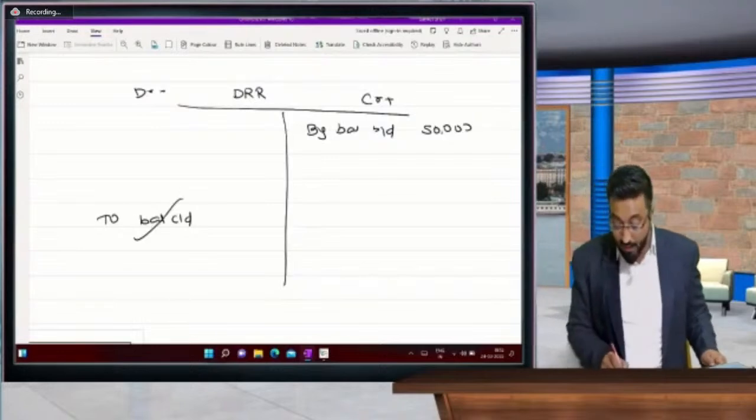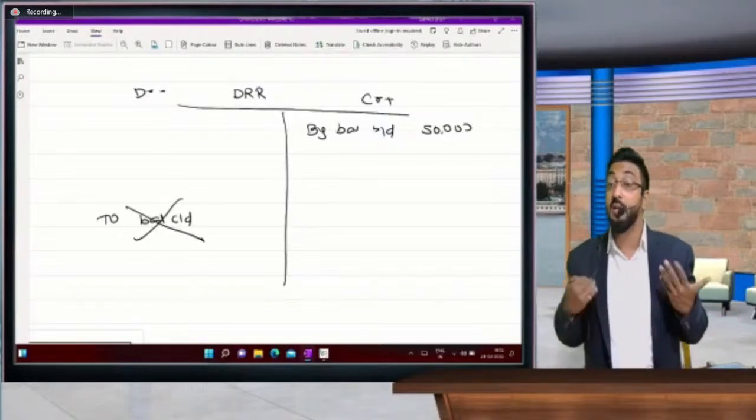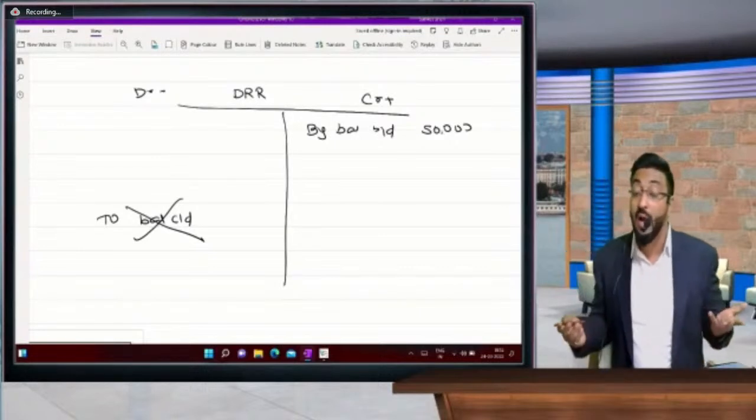No sir, to balance carried down will not be there. Why, sir? Because we already transferred this to general reserve. Sir, why do you transfer it to general reserve?